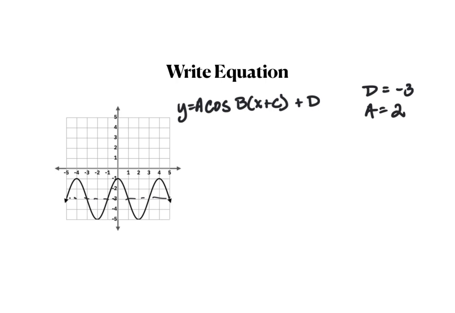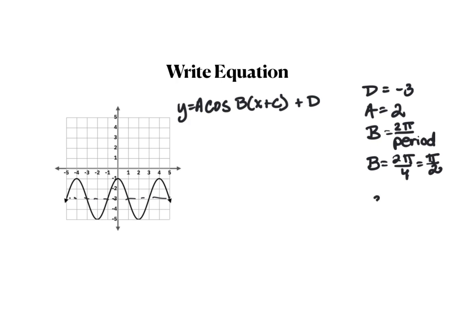Then, as far as the B goes, remember the B is what controls stretching and shrinking of the period. To find the B, I'm going to take 2 pi and divide by the period of my graph. Okay, so let's figure out what that is. So if my graph starts here, when I go 4 out, it's going to start repeating. So B will be 2 pi over 4, or pi over 2.